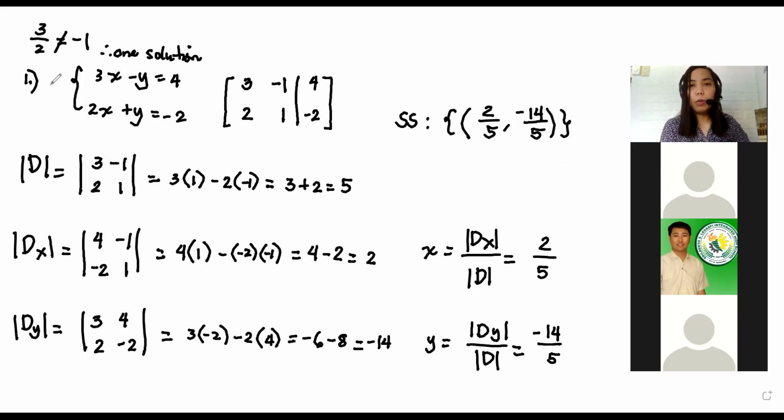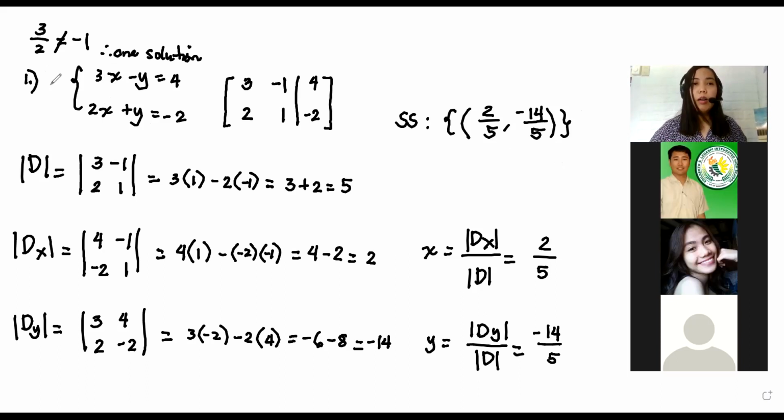3 multiplied by 2/5 plus 14/5, is it equal to 4? Yes po, ma'am. How about 2 multiplied by 2/5? So that's 4/5. 4/5 plus -14/5. Is it equal to -2? Yes po. All right, so that is the answer.